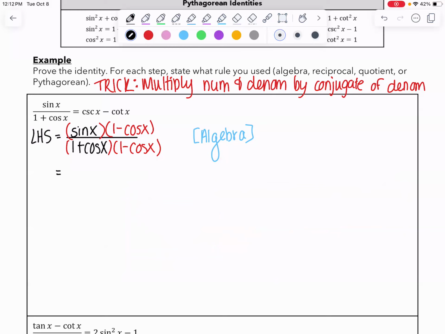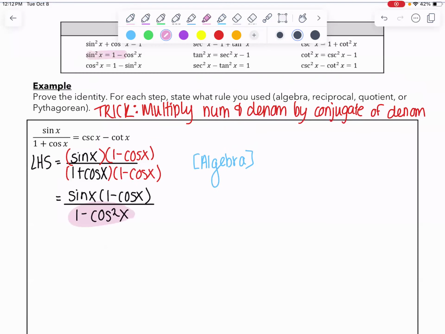So this turns into, I'm going to leave the numerator alone, just leave it factored out like this. You could always distribute and see what happens. But I'm just going to FOIL out the denominator to begin with. 1 minus cosine squared x. Well, I look at that and my brain says, hooray, 1 minus cosine squared x is great because that is sine squared x.